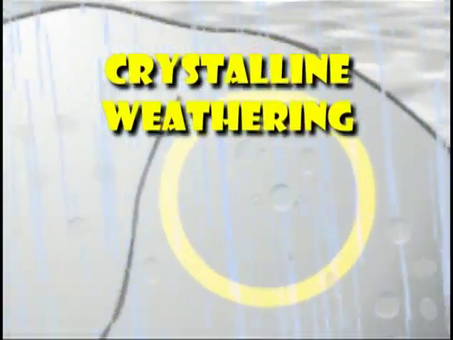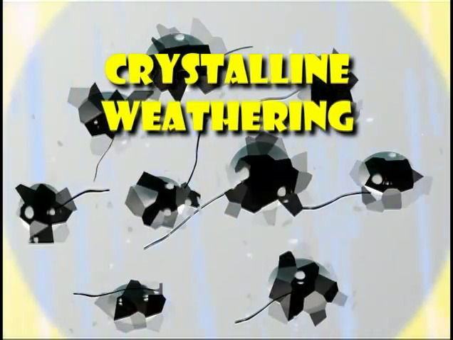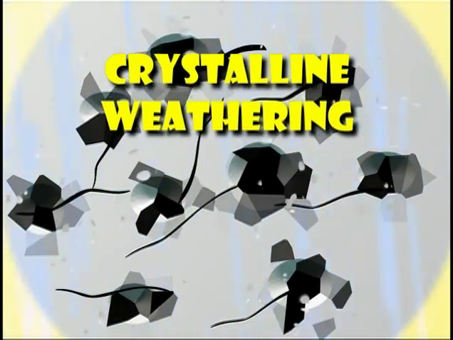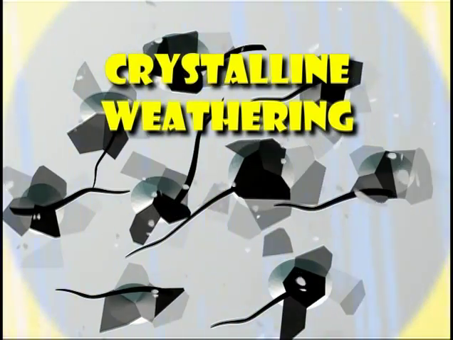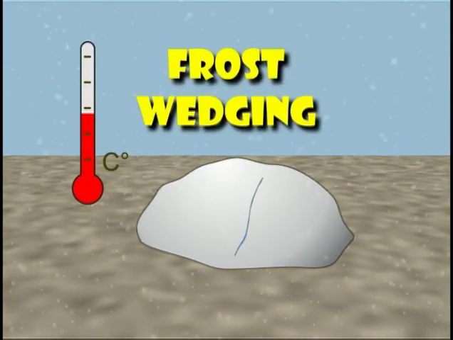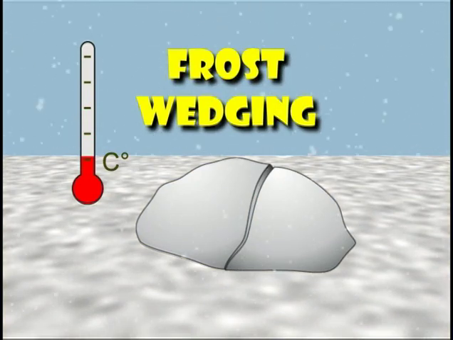When water seeps into tiny holes or pores in the rock, the minerals in the water form crystals. As these crystals grow, they exert a force that causes the rock to break down. This process is called crystalline weathering. Frost wedging happens when water seeps into the pores of a rock and then freezes. Since the water expands when it's frozen, it exerts a force which causes the rock to break apart.